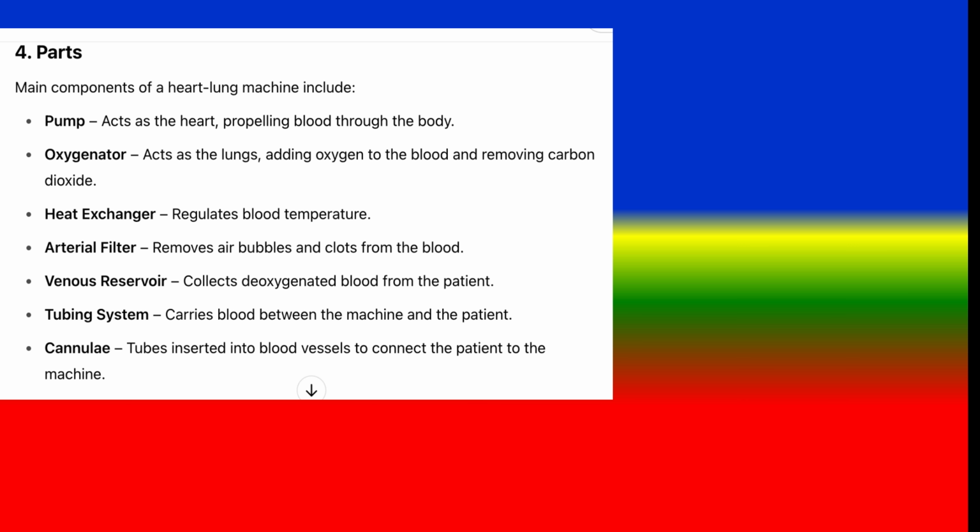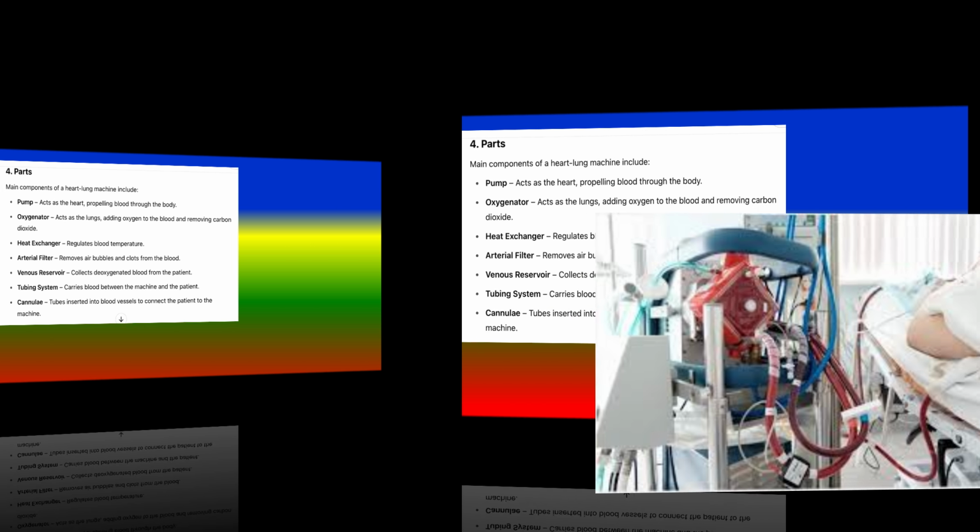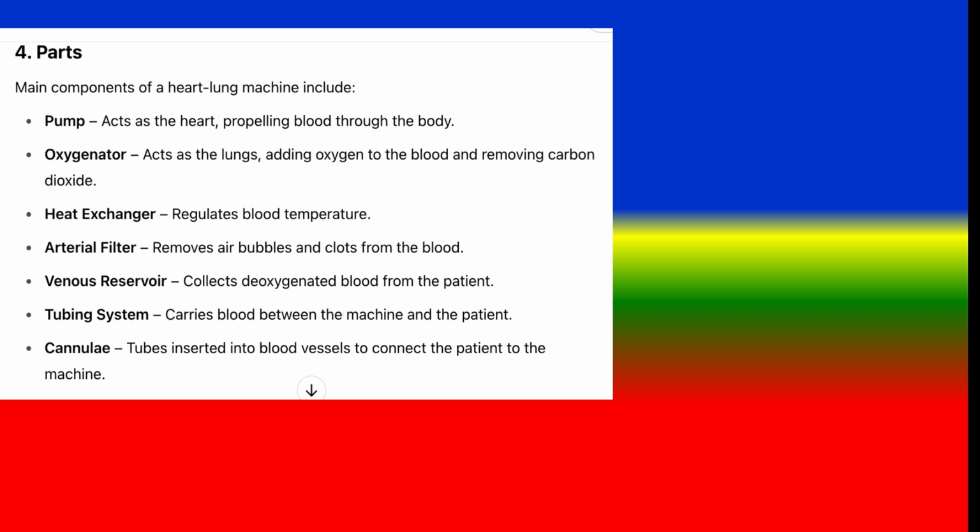4. Parts. Main components of a heart-lung machine include: pump, which acts as the heart, propelling blood through the body. Oxygenator, which acts as the lungs, adding oxygen to the blood and removing carbon dioxide. Heat exchanger, which regulates blood temperature. Arterial filter, which removes air bubbles and clots from the blood.